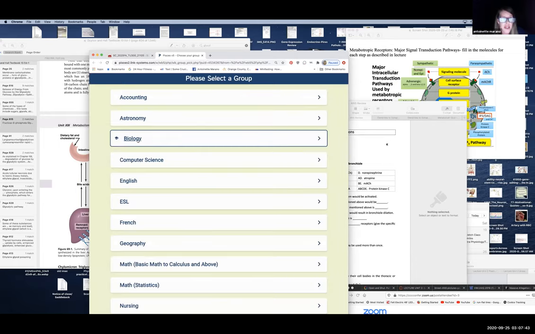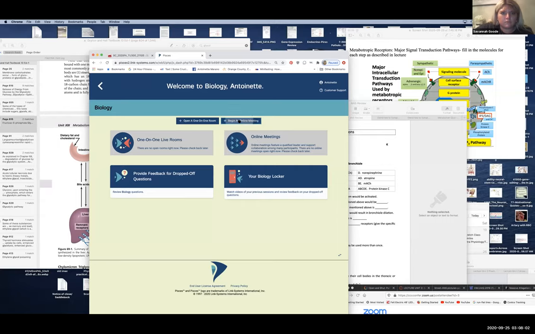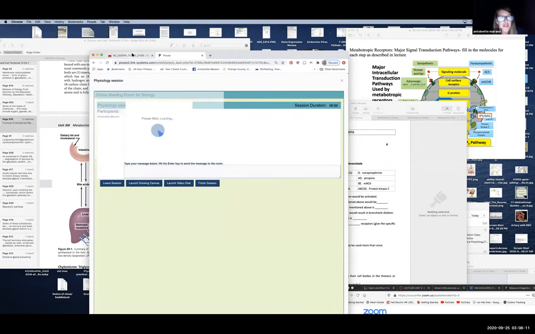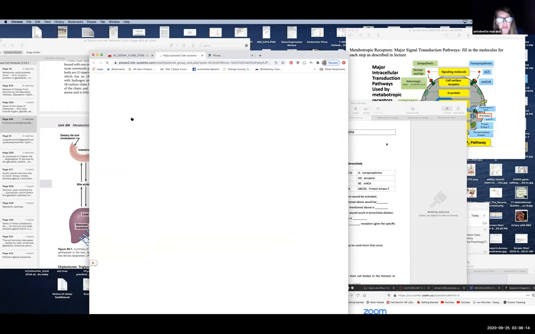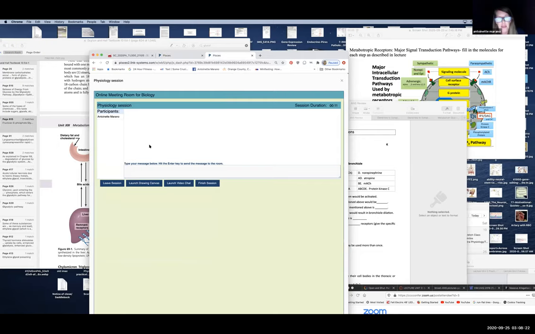When you go into your Canvas, first of all, does everybody know how to sign up for TU300? Hopefully you all know. I'll go through that really quickly. It's not that difficult. You're going to select biology, and then when I tutor in an online room, there are different ways you can set this up. I could do either a one-on-one or an online meeting. So I went ahead and set up an online meeting.